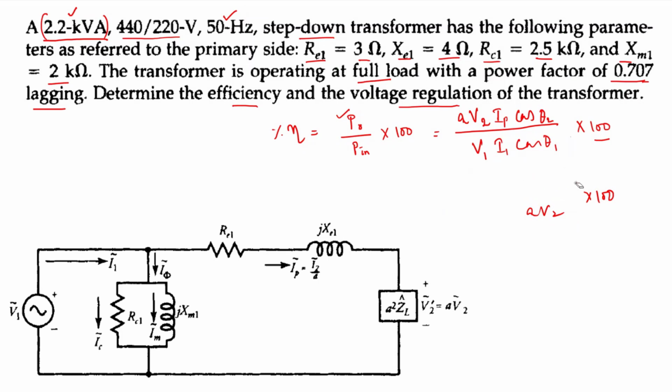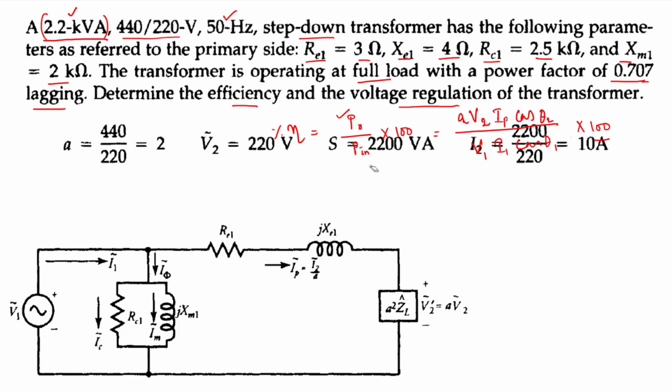This is your equivalent circuit and the parameters are referred to the primary side as given. So RE1 is given, XE1 is given, and the load power factor is given, and 2 kilo ohm is your XM1 and RC1 is 2.5 kilo ohm. So now we can find here.